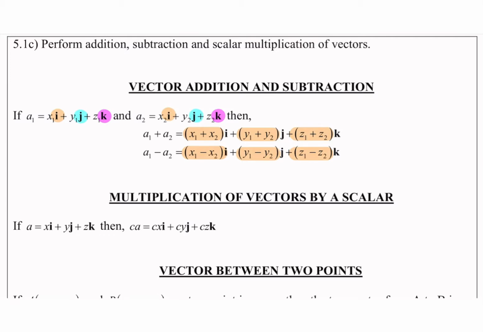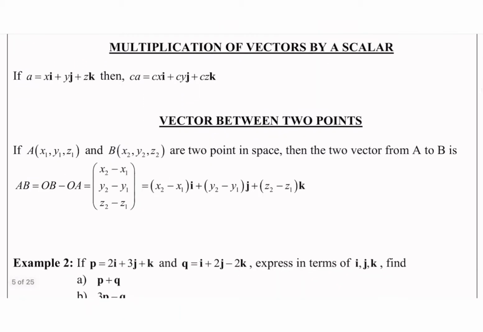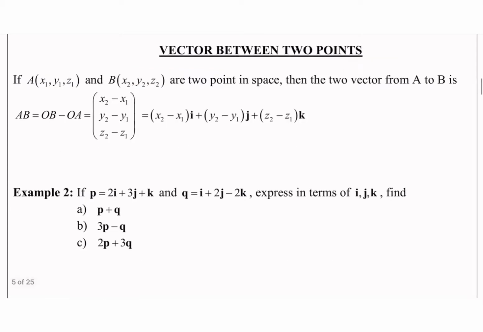So, how to find the multiplication of vectors by a scalar? To find the multiplication of vectors by a scalar, if vector A is equals to xi plus yj plus zk, then C times vector A is equals to C times xi plus C times yj plus C times zk. So, kalau kita nak cari C tu constant, kita nak darabkan dengan vector A, just kita darabkan satu-satu ni lah. So, ni C darab dengan X, which is CXi, tambah C darab dengan Y, which is CYj, tambah C darab dengan Z, which is CZk. Moving on to the next one.